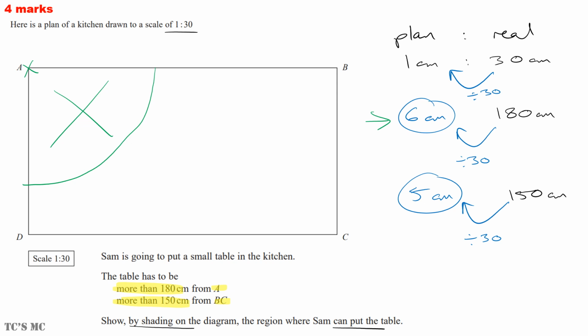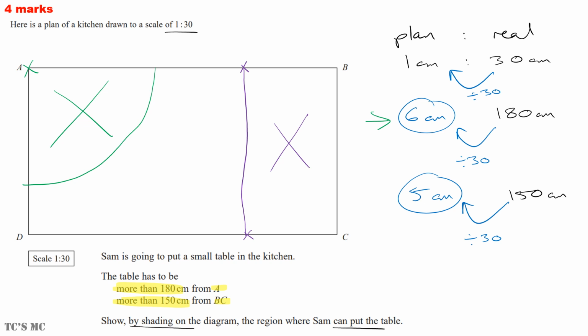Moving on, it says more than 150 centimetres from BC. So go to B and measure out 5 centimetres. Go to C and measure out 5 centimetres. Join that up with a ruler. As you can see, mine's not accurate. And every point from the line BC should be 5 centimetres from this purple line. Again, it says it should be more than 150 centimetres from BC. So we do not want this side here. All of this side is less than 5 centimetres from BC.